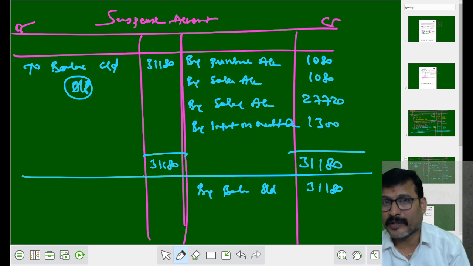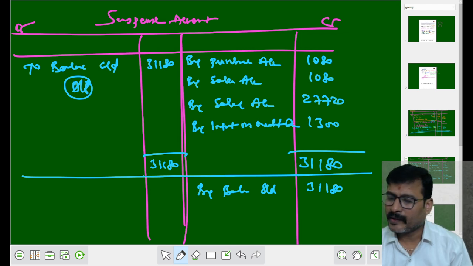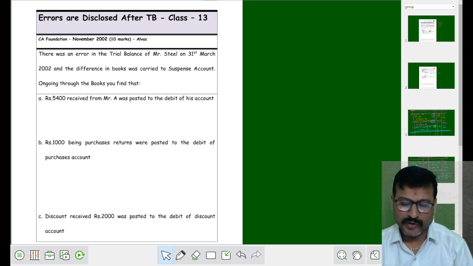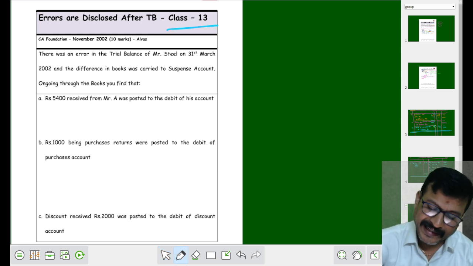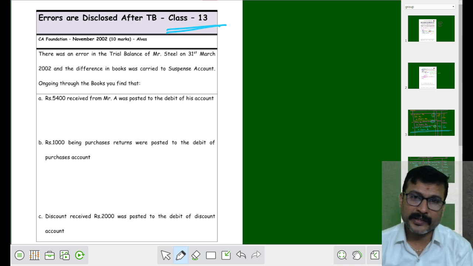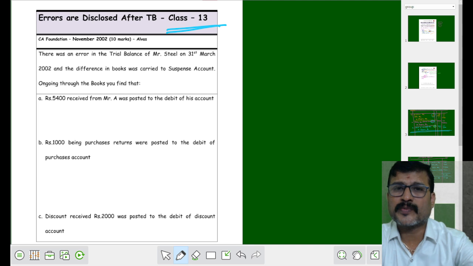This is how we have to do the solution for this particular problem. It's very simple, only 3 transactions are there. That's why I am going to cover one more class, that is class 13, in the same video. Shall we continue, my dear student? See what happened in this particular problem.